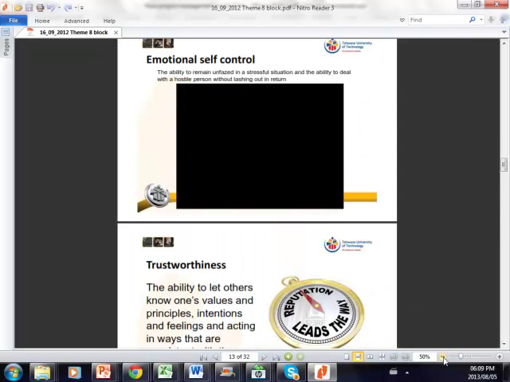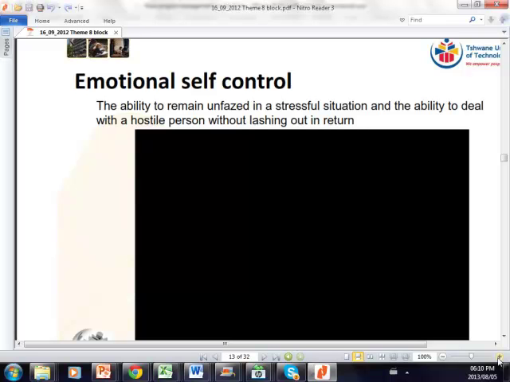Okay, so emotional self-control is the ability to remain unfazed in a stressful situation and the ability to deal with a hostile person without lashing out in return. Okay, so I get to practice emotional self-control, especially around predicate day. Because around predicate day, I get these students that walk into my office and go, I'm failing the subject and it's all your fault.